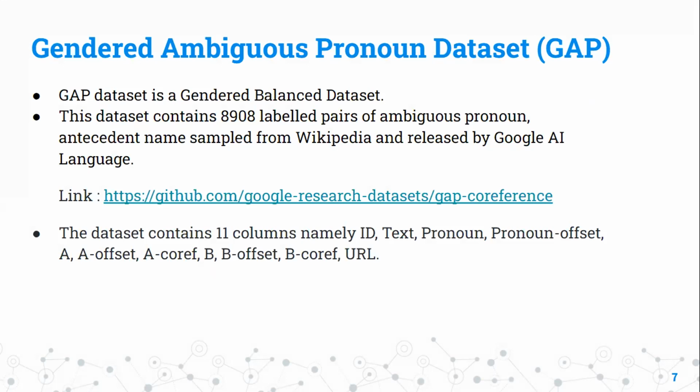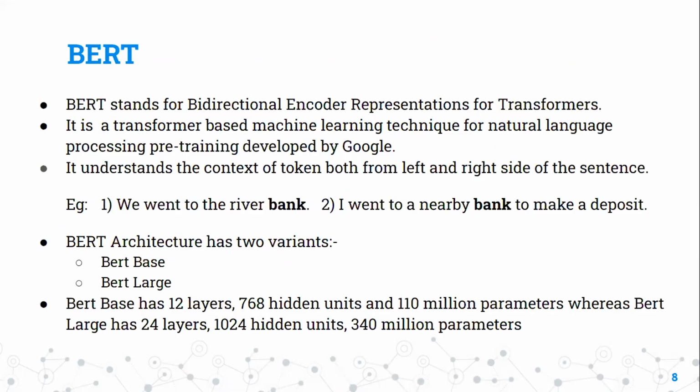The GAP dataset is a gender balanced dataset. It contains 8,900 labeled pairs of ambiguous pronouns and antecedent names, which were sampled from Wikipedia and released by Google. These are the 11 columns in the dataset. And here is the link for the GitHub repository of the dataset. We have made use of the BERT model to solve this problem. BERT actually stands for Bidirectional Encoder Representations from Transformers.